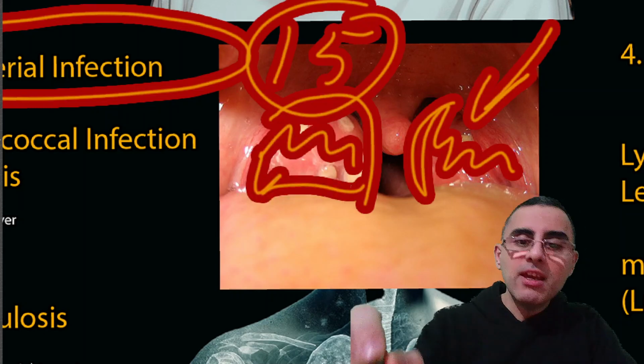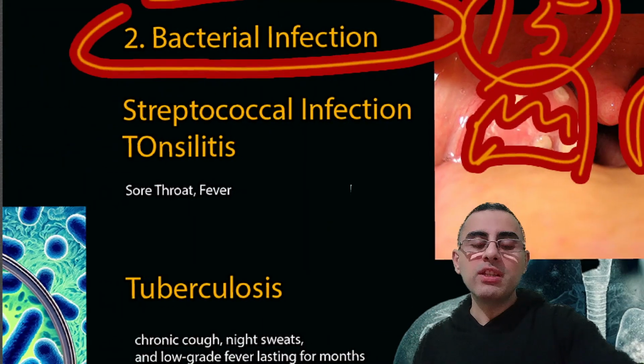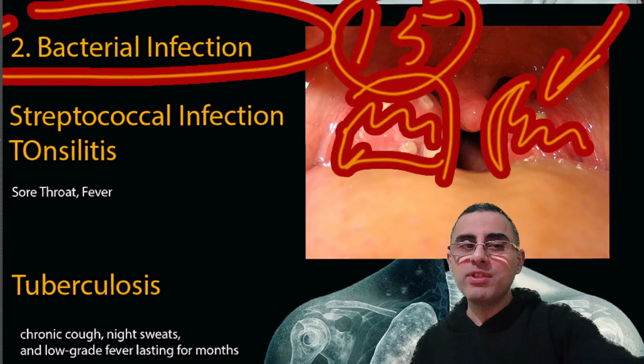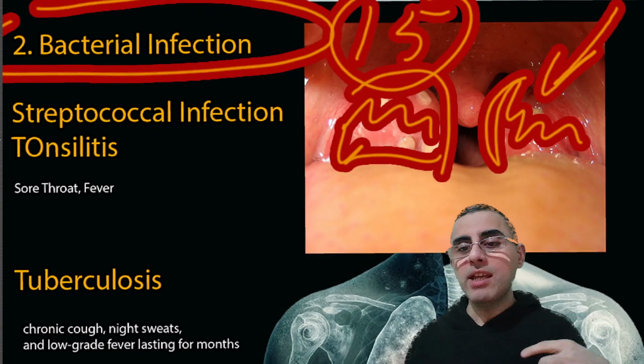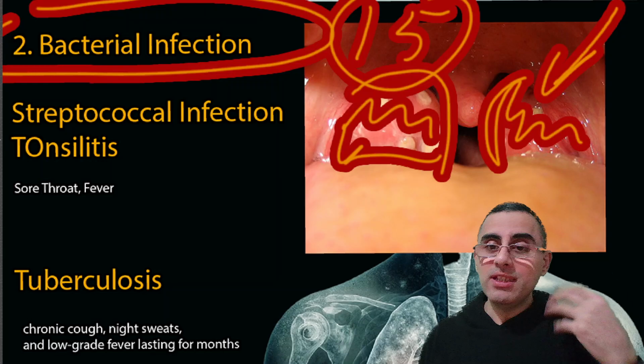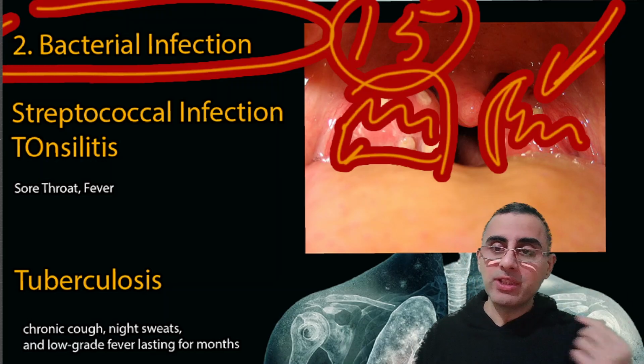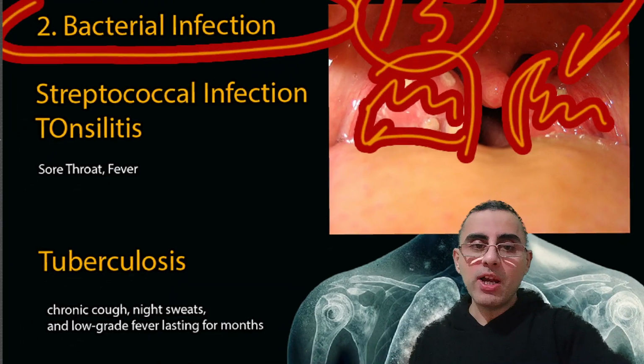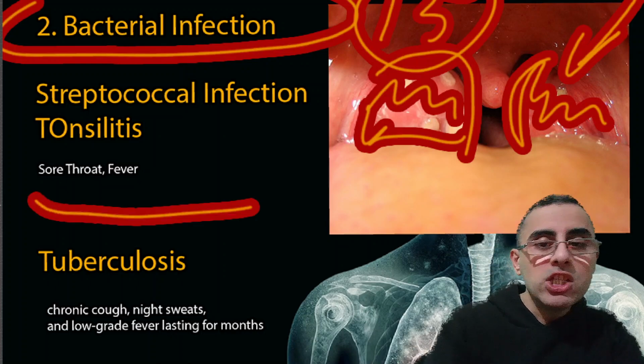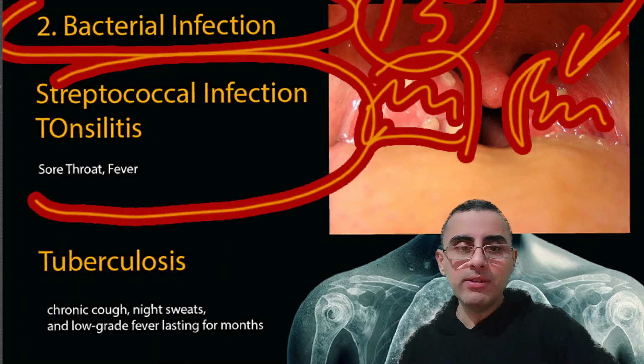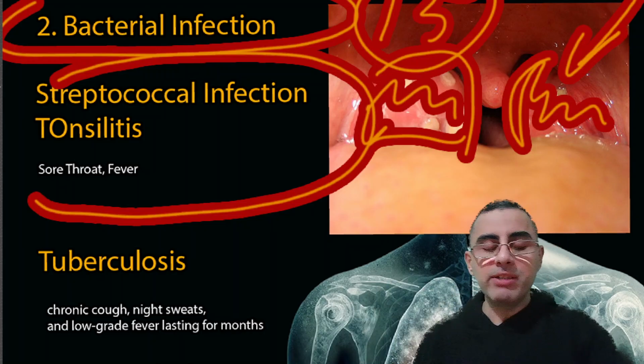You can see here it causes sore throat and fever, and the person's immune system is weakened, so the person gets a common cold easily and gets a sore throat easily. It's streptococcal infection, especially in children. It's a very common scenario, and it causes enlarged lymph nodes.